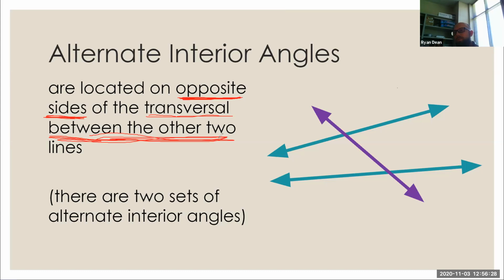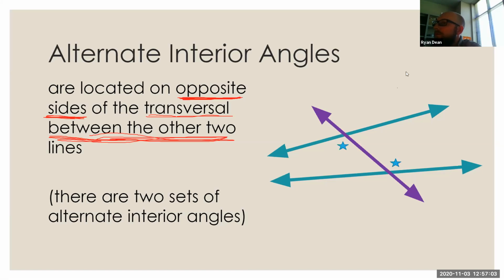Okay, the way that I like to think about alternate interior is when you make a sandwich, you have two pieces of bread. So here we have our two blue lines, our pieces of bread, and anything that's in between are the toppings for the sandwich. So in between we have our toppings. That is for alternate interior angles. They're in between the sandwich bread.